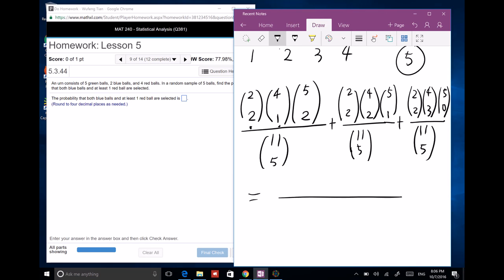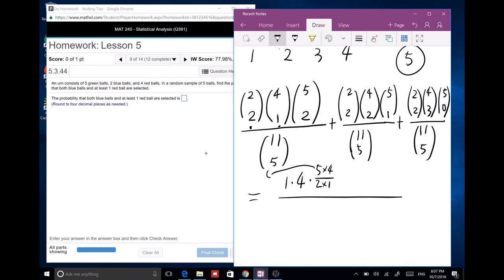The top should be very simple. Choose 2 from 2, that's one option. You have to choose all of them. So it's one option. So it's 1 times, choose 1 from 4. You select 1, that is 4 options. Okay, 4 factorial over 1 factorial over 3 factorial. So you have 4. Then choose 2 from 5. You can do 5 times 4 over 2 times 1.